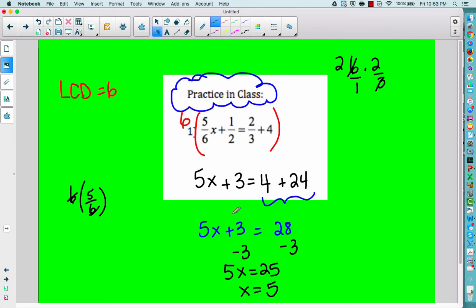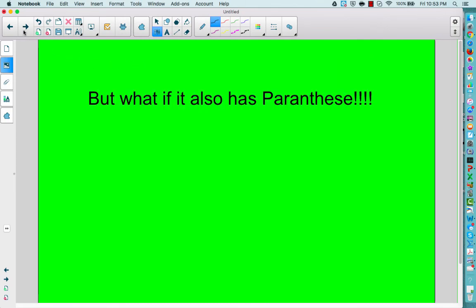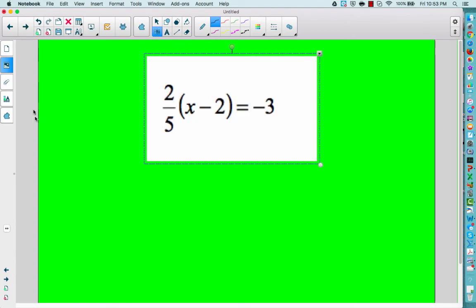So hopefully you're feeling a little bit better about solving equations with fractions. Now I'm going to throw you for a loop. What if it has parentheses and fractions? If you think about those first examples that we did, these values are being multiplied. So it's almost like this whole parentheses is like an x value.